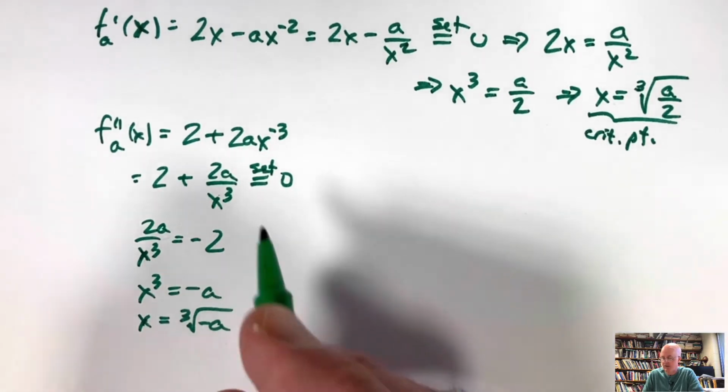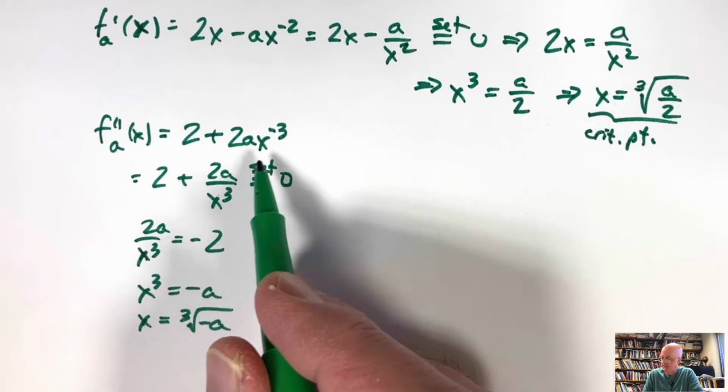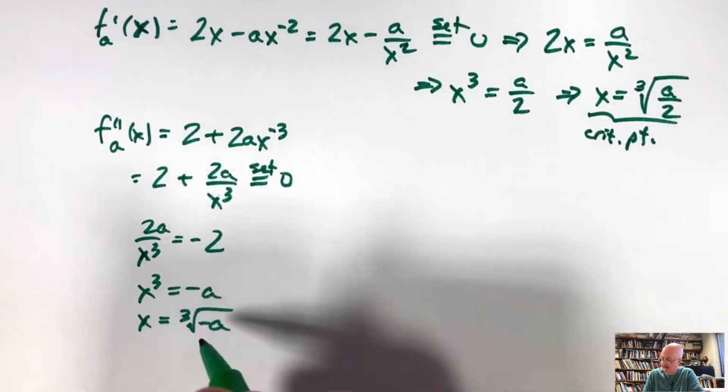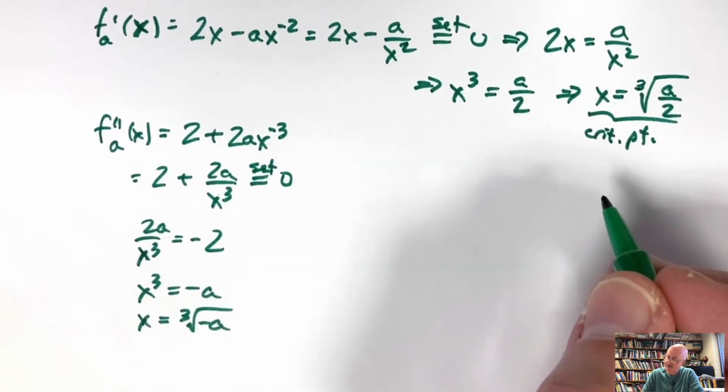Is it truly an inflection point? Does the second derivative change sign? If you think about graphing this with technology, perhaps, I think you'll see that it does change sign at that value of x. I'm pretty sure that's going to happen. What about the critical point? Is it a max or min?